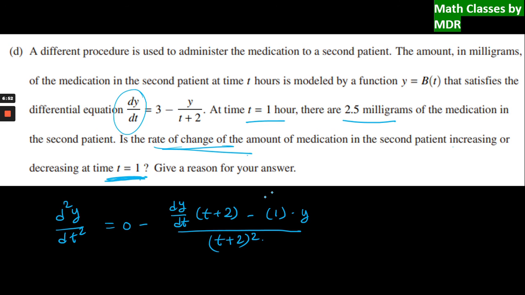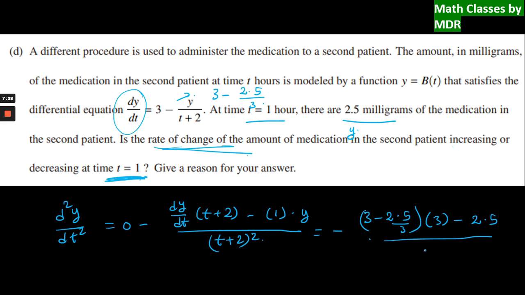Now let us substitute the values of t and y here. What are t and y? t is 1 hour and y is 2.5 milligrams. Let me substitute directly: dy by dt is 3 minus 2.5 by 3, and t plus 2 is 1 plus 2, that is 3, minus y which is 2.5, all by 3 square. 1 plus 2 square is 3 square. So we have 9 minus 2.5, and when you multiply by 3, we have 9 minus 7.5 over 27... so we get 0.5 by 9, wait: carrying the negative sign, the result is minus 4 by 9.